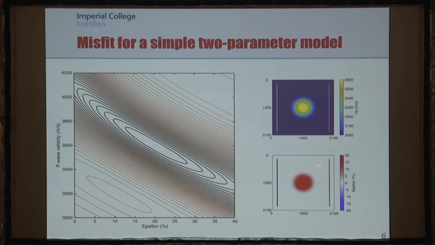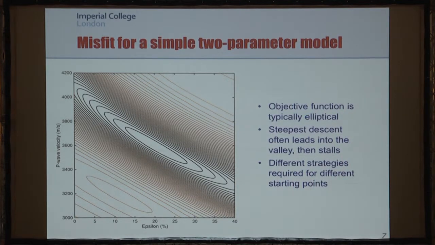If we treat the anomaly as a single parameter and perturb it, we can see how this changes the data misfit using the objective function. We have this plotted on the left. Epsilon changes from 0 up to 40%, and acoustic velocity from 3,000 to 4,200 meters per second.